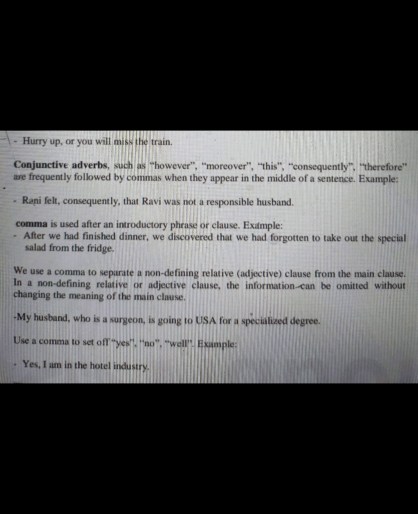We use a comma to separate a non-defining relative, or adjective, clause from the main clause. In a non-defining relative or adjective clause, the information can be omitted without changing the meaning of the main clause. My husband, who is a surgeon, is going to USA for a specialized degree. Use a comma to set off yes, no, well. Example: Yes, I am in the hotel industry.